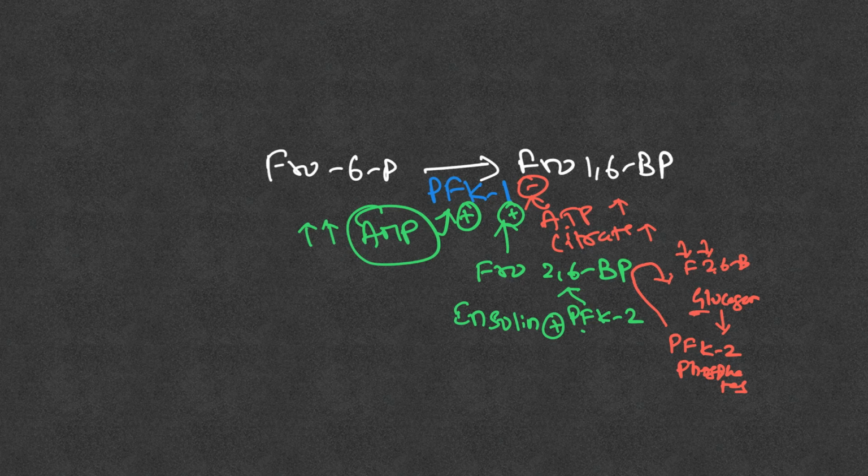So glucagon indirectly decreases PFK1 activity by decreasing fructose 2,6-bisphosphate, which is a positive modulator of PFK1. When the positive modulator availability is less, PFK1 activity also decreases, thereby overall decreasing glycolysis.